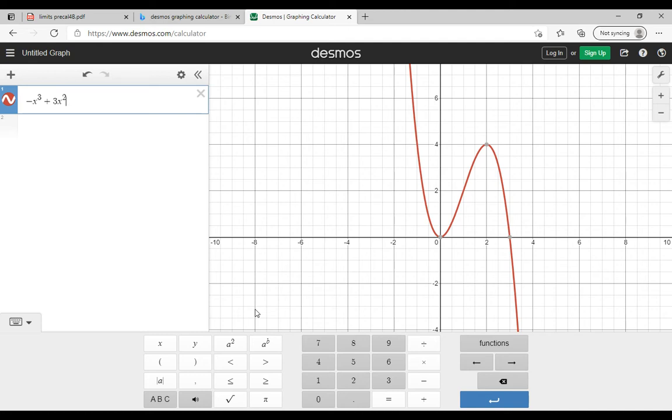Now, are negative endings supposed to do what that graph does? Negative odds. Are the endings on this graph doing exactly what it's supposed to do? Okay. So that's always a good thing to check.